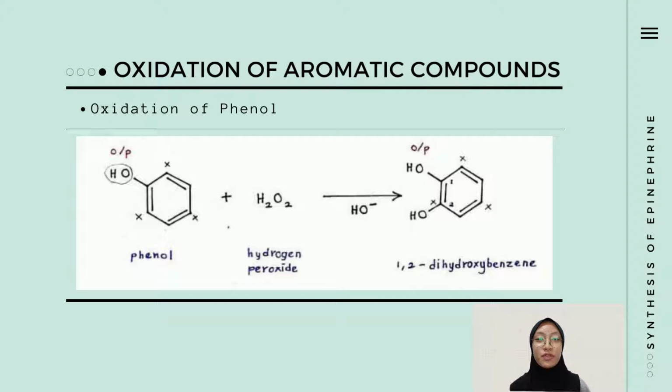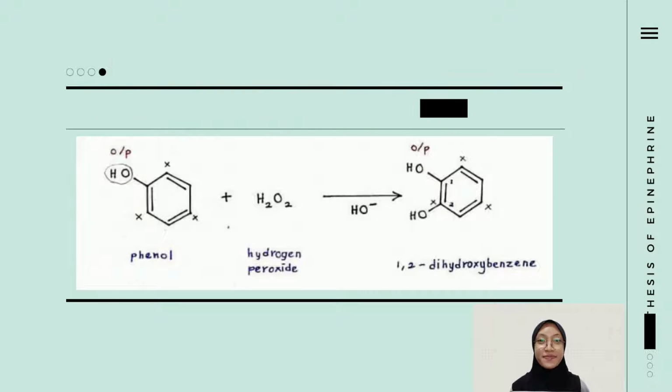I will explain the synthesis of epinephrine or adrenaline. The synthesis will start with OH substituent, which is ortho-para-directing, and the next OH substituent will be at ortho or para positions. The first step is phenol is being oxidized by hydrogen peroxide as an oxidizing agent to form 1,2-dihydroxybenzene in the presence of catalyst.